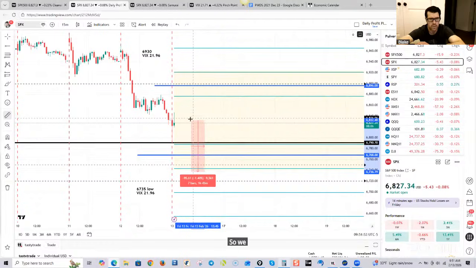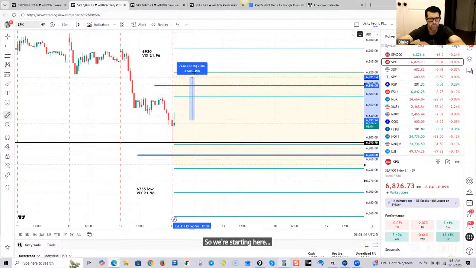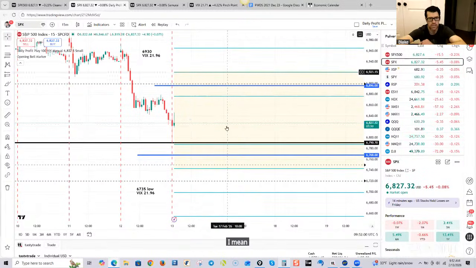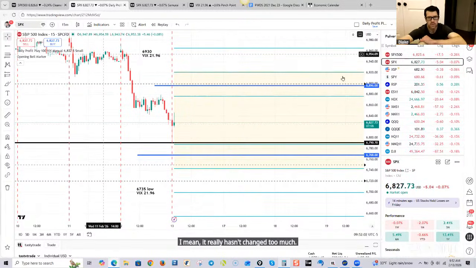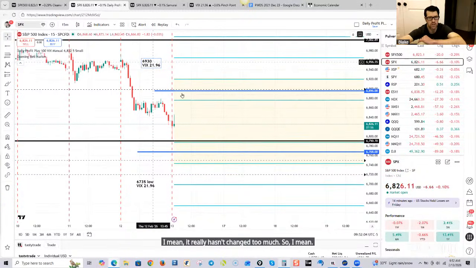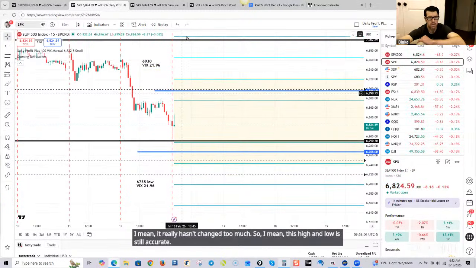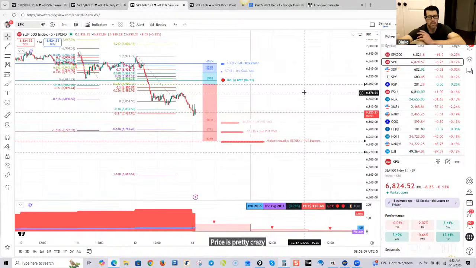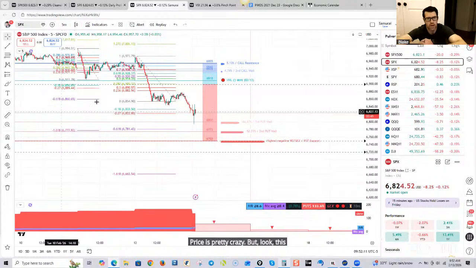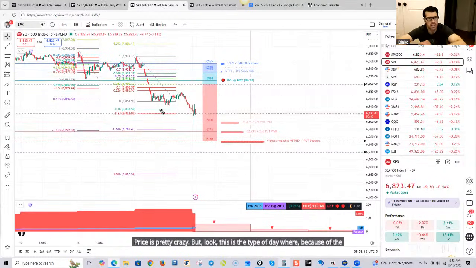So we're starting here, 1.4%. I mean, it really hasn't changed too much. So this high and low is still accurate. Price is pretty crazy.